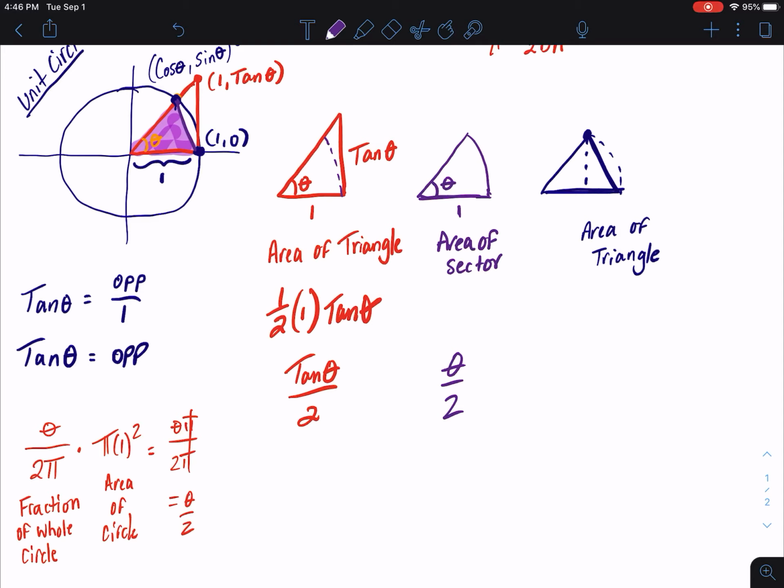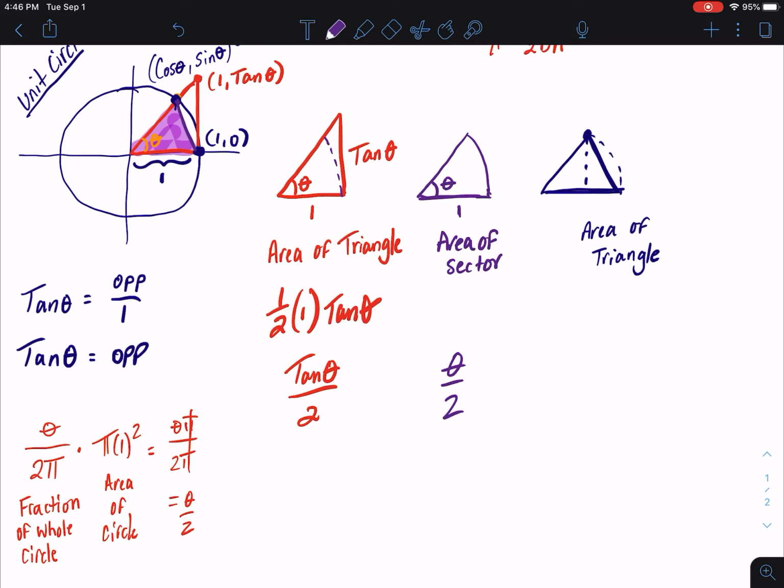And so what we're doing here is we're going to get the area of the big triangle. We have the area of the sector and then the area of that small triangle, and that sector is sandwiched between, so it's in between the other two areas. And so this is going to help us figure out the area here.